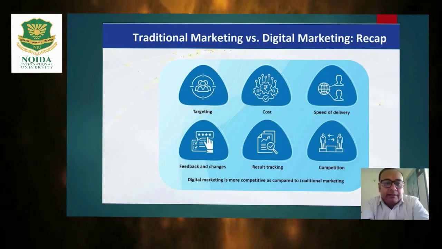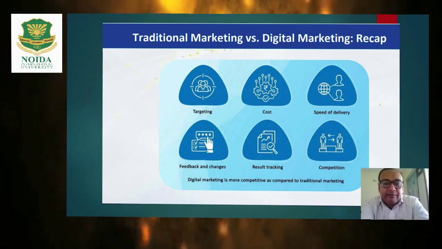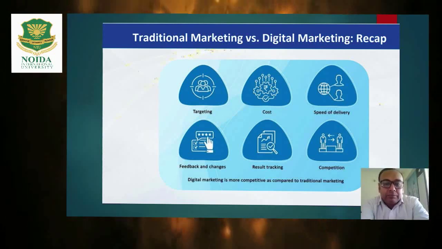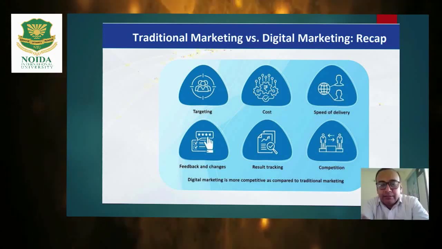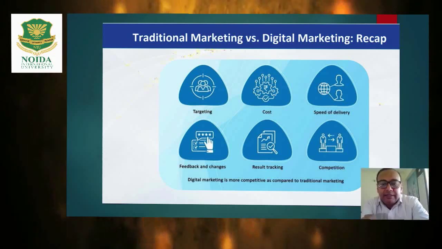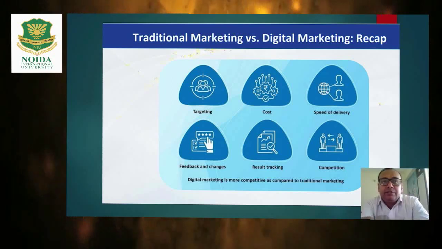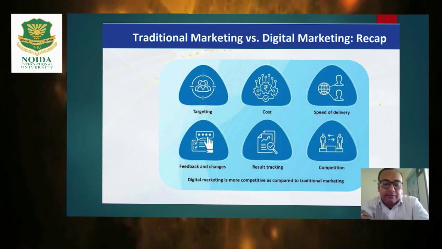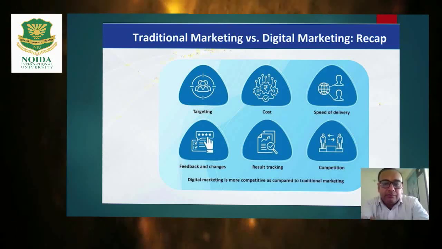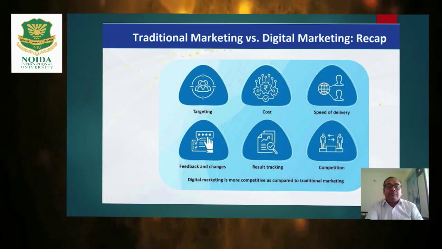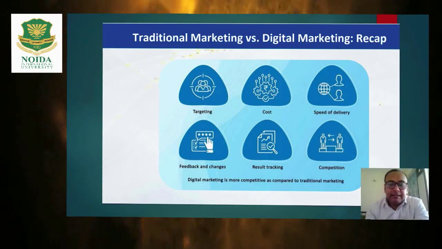And if I recap the things in that way: in targeting, digital is more specific, and cost is less expected. Speed of delivery in traditional is very long, but in digital marketing it is very short. For feedback and changes, it's very hard to change things in traditional, but in digital it's very easy to change. Result tracking is hard in traditional because you have to apply a process for that. And as for competition, the competition level in traditional marketing is less, because it is more oriented.